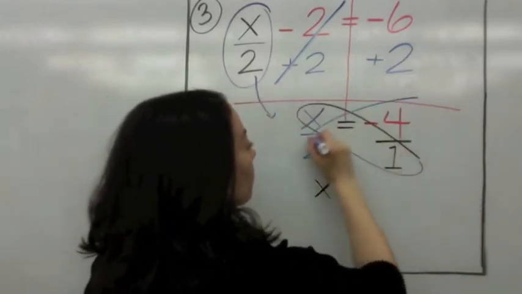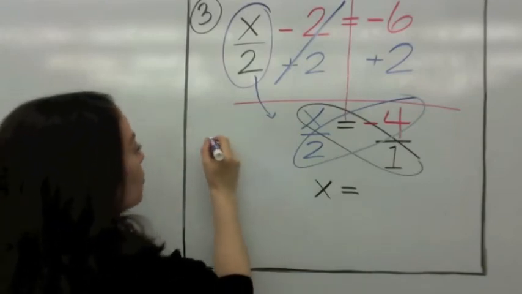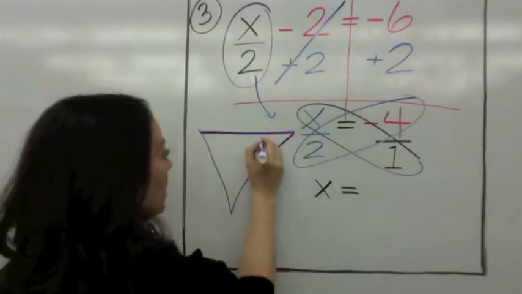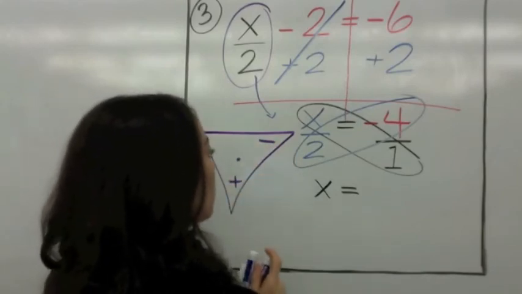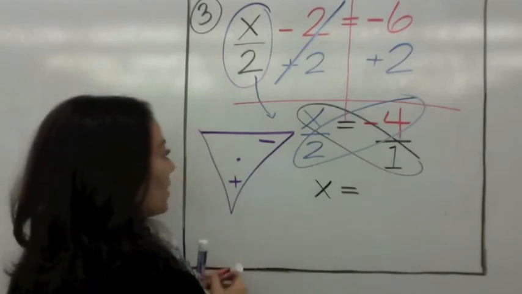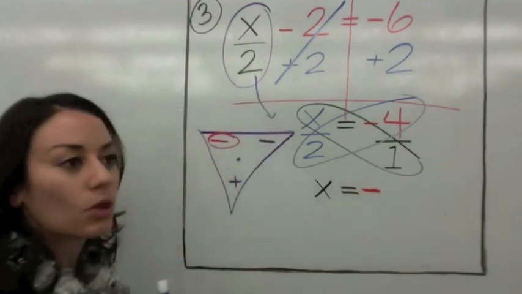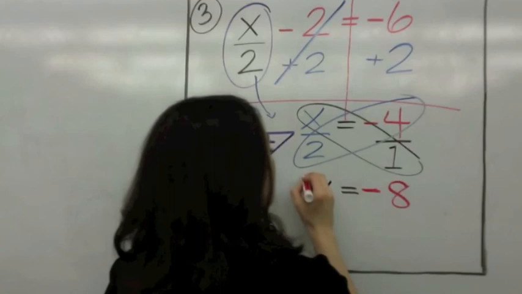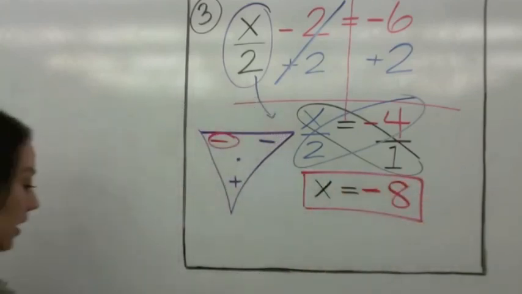Negative 4 times 2. So when you're multiplying integers, you have to remember Bob. So we have a negative 4 times a positive 2 equals a negative. You're right. So put the answer as negative. What is 4 times 2? 4 times 2 is 8. That's right. So your answer here is x equals negative 8. Go ahead and get that down.